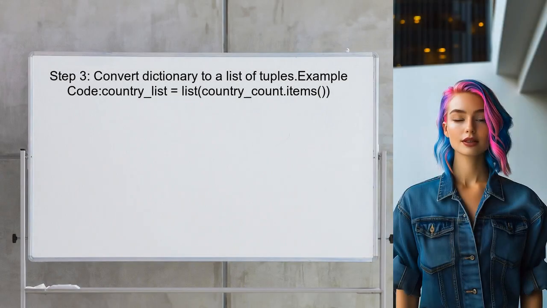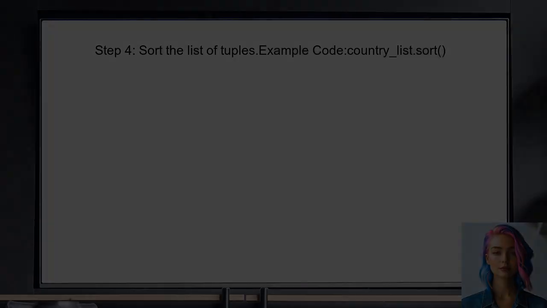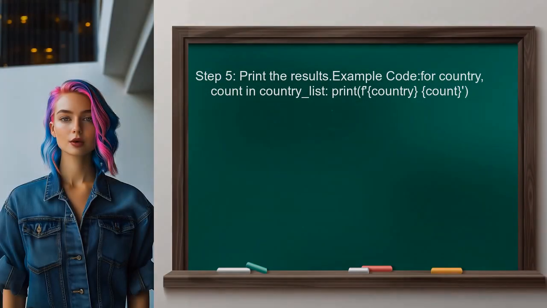After counting, the user should convert the dictionary into a list of tuples. This will allow them to sort the countries by their names in ascending order. Now the user can sort the list of tuples. They should sort it based on the country names to prepare for the final output. Finally, the user should print the counts in the desired format. They can loop through the sorted list and display each country along with its count.